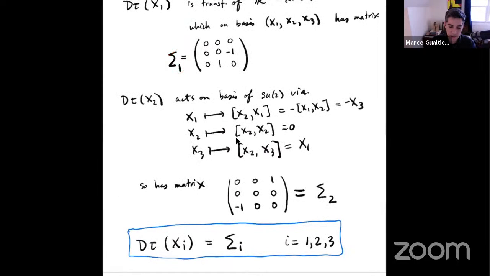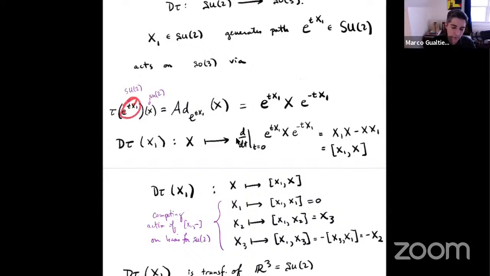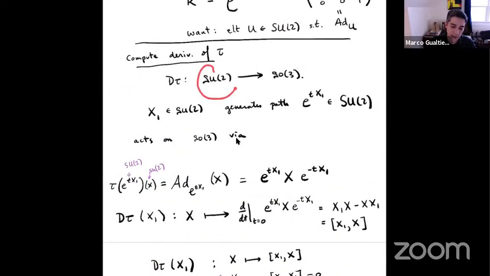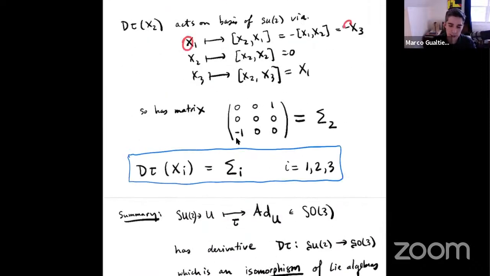So in other words, this thing is acting on a basis of SU2. Sorry, I was just computing the case for x2. If we started rotating about the y-axis, using e to the t x2, and acted upon little SU2 and saw how that transformation acted on the tangent space of the group, we would see that x1 is sent to minus x3, x3 to x1, and x2 to 0. So basically, we can see how these matrices are sent to these.